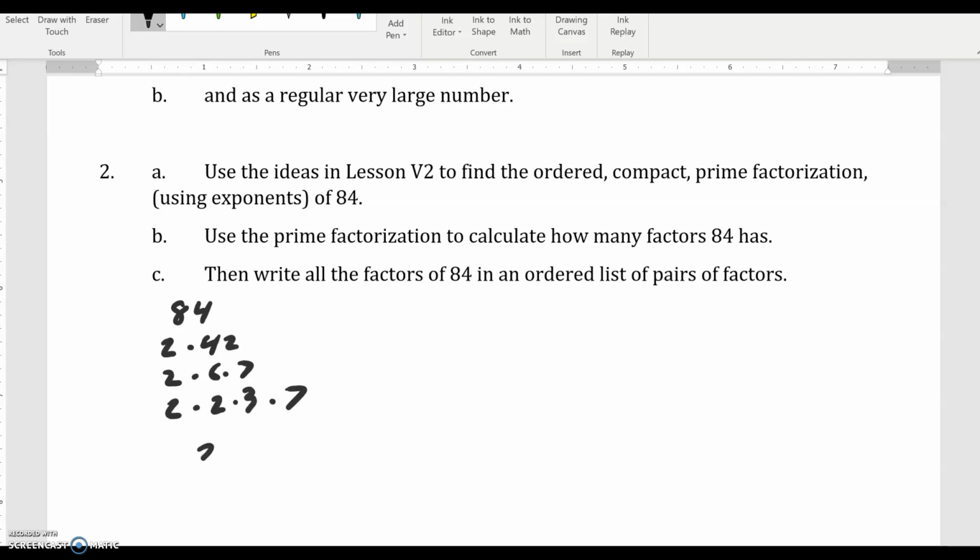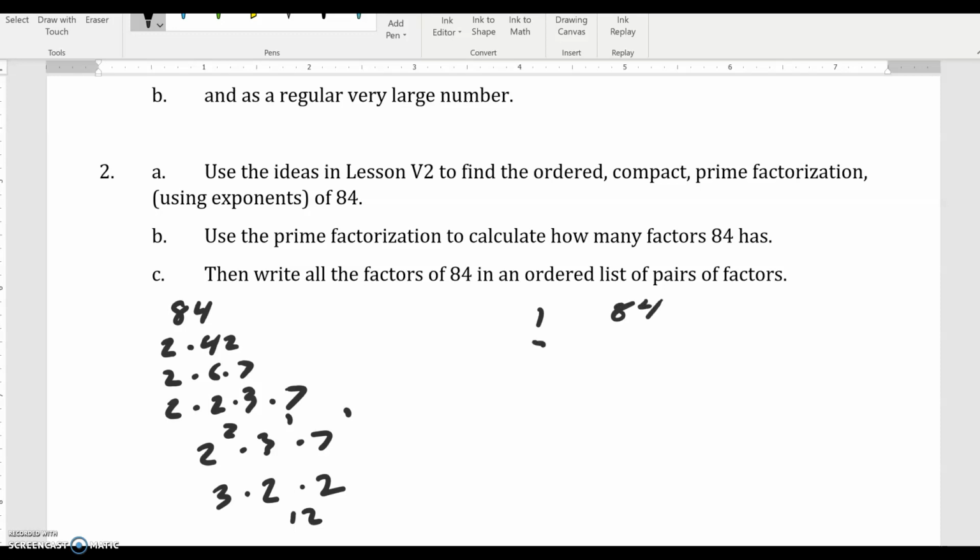There we go. So we have 2 to the 2nd times 3 to the 1st times 7 to the 1st. So when we multiply, with 2 to the 2nd, we have 3 choices for the 2's, 2, 1, or none. 3 to the 1st, we have 2 choices, 1 of them or none of them. And 7 to the 1st, we have 2 choices, 1 or none. And so we have 3 times 4, which is 12. So 84 is going to have 12 factors.